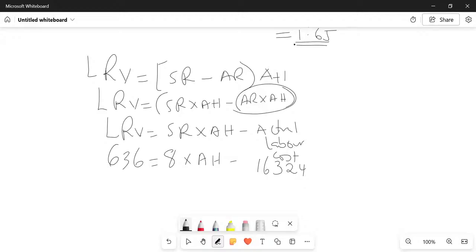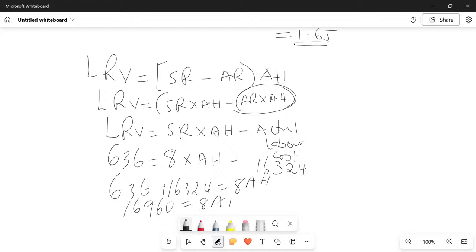Ama alikuwa anavuka peke yake? Hapana wewe. 636. So hapa ilikuwa negative, inakuwa plus. Plus 16 equals 8AH, isn't it? Mnasema ati ni ngapi? 16? 16? 960 equals 8AH, meaning that AH will be 1690 divided by, which is 21 what? 2120. Thank you so much.